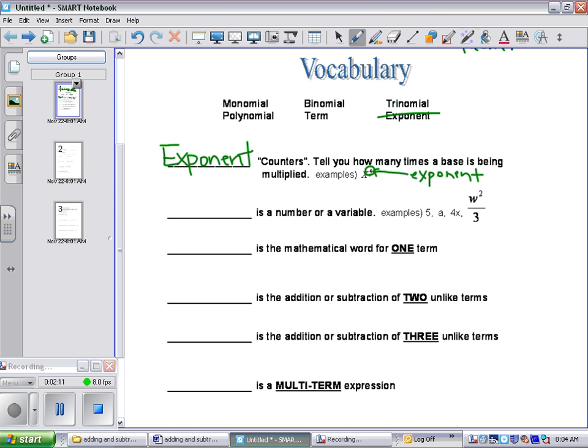The next one says blank is a number or variable. I wrote some examples down. It could be a 5, it could be a, it could be 4x. Anything that's a number or a variable is called a term. That's a quick short one.